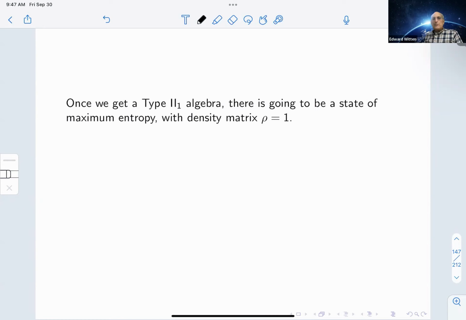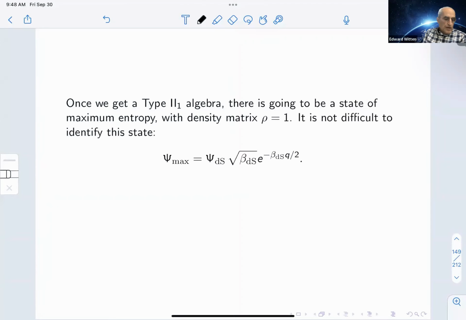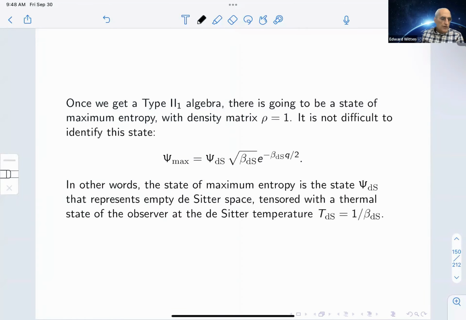Once we get a type II-1 algebra, there's going to be a state of maximum entropy with density matrix 1. I'll explain that for the system with infinitely many qubits, but it's true generally for a type II-1 algebra. It's not difficult to identify that state. It's the natural de Sitter state of the bulk fields tensored with a simple vector in the Hilbert space of the observer, which roughly means that the state of maximum entropy is the de Sitter state that represents empty de Sitter space, tensored with the thermal state of the observer at the de Sitter temperature. So this is a satisfying answer for the maximum entropy state.